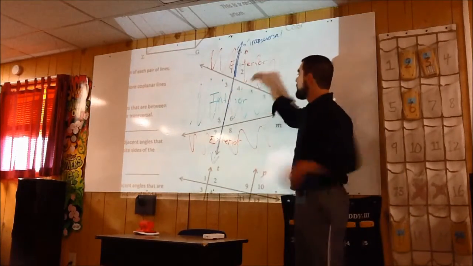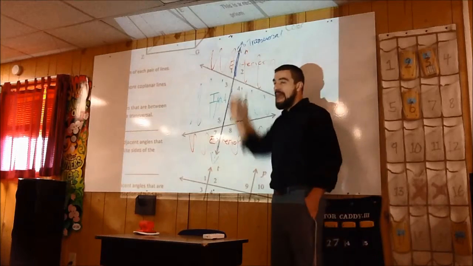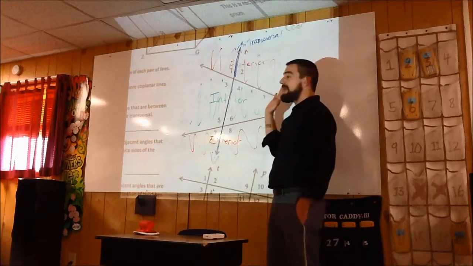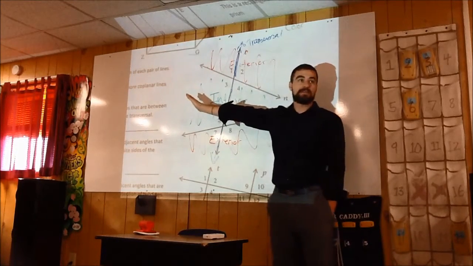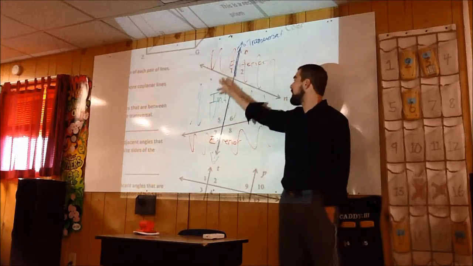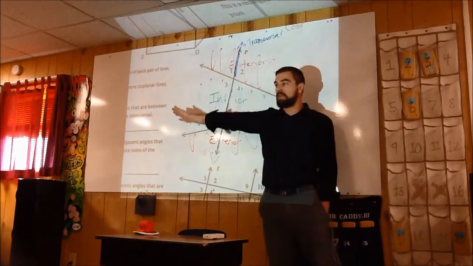So what we're going to do now is looking at this diagram and having set these regions as interior and exterior and clearly having this transversal, there are angles on the left-hand side. I hope we all can see that. The angles 1, 3, 5, and 7, those are all on the left-hand side.